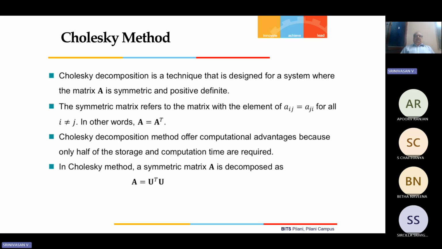In the Cholesky method, a symmetric matrix A is decomposed so that A equals U transpose U, or L into L transpose. If you are finding U, it is U transpose U. Suppose you find L, it is L into L transpose. Remember that the Cholesky method is possible only when the matrix A is symmetric.